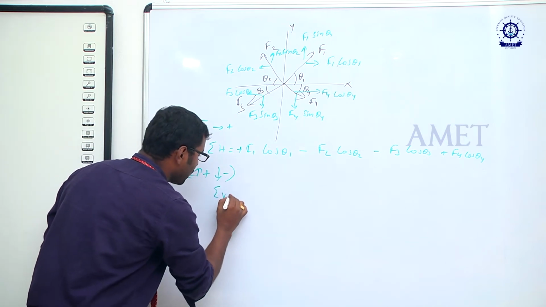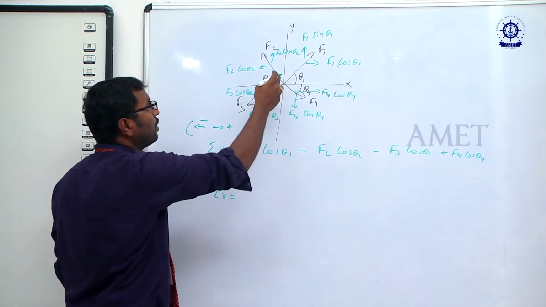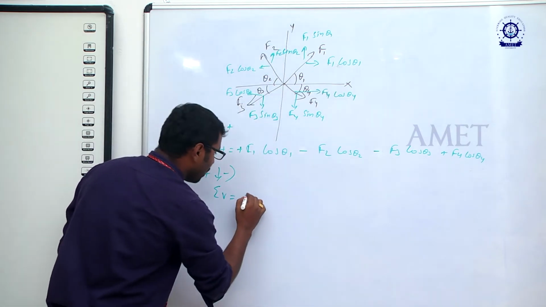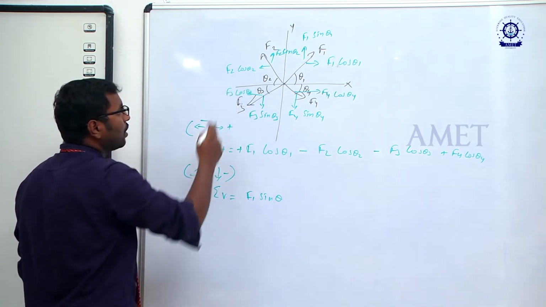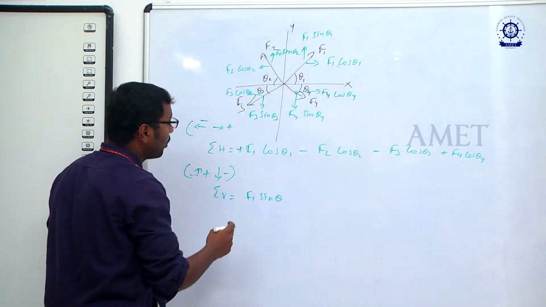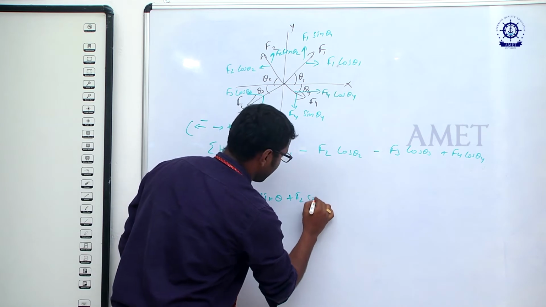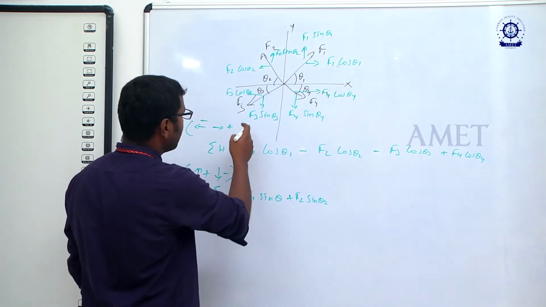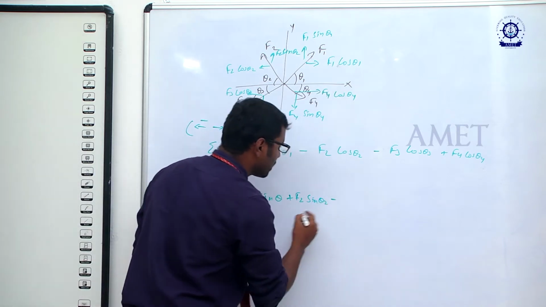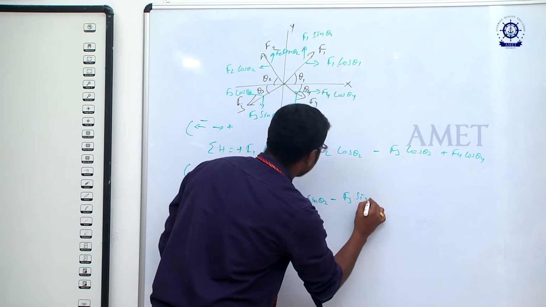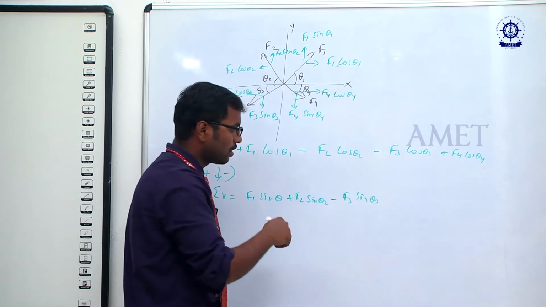So the summation of vertical components equals: the F1 force is acting upward, so F1 sin theta 1, sin is positive. The second one is acting upward, so it is positive, F2 sin theta 2. The third one is acting downwards, so this is minus F3 sin theta 3, and the fourth one is also acting downwards.